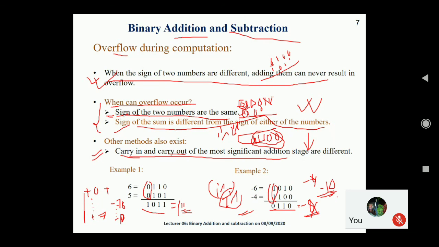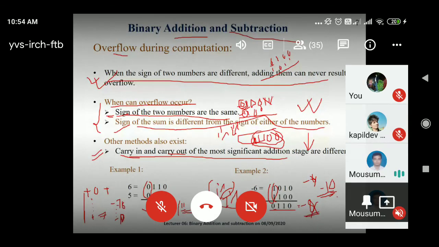बाकी लोग क्या कर रहे हैं? सो रहे हैं? Any doubt this one? No doubt, sir. मैं तो 2-3 आदमी का ही आवाज सुन रहा हूँ. बाकी लोग का तो आवाज तो सुनाई नहीं दे रहा है.